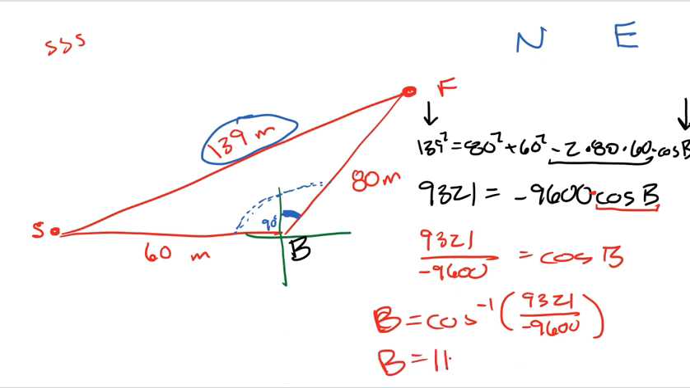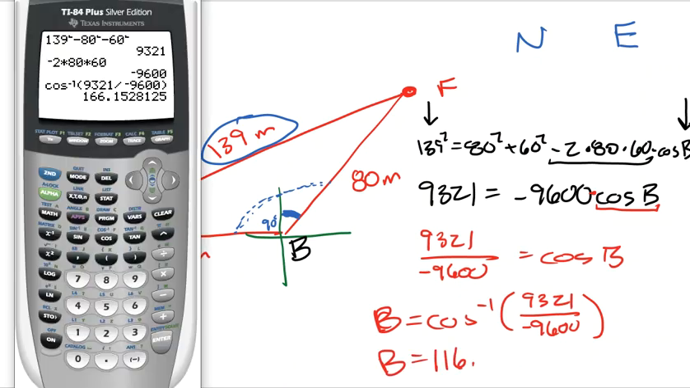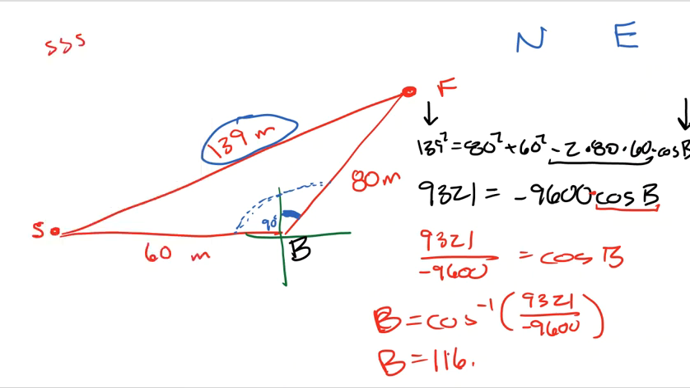So angle B is, I forget what it was already, 166, thank goodness I looked, 166.15 degrees. I've never been good at memorizing numbers. All right, there we go, 166.15 degrees.